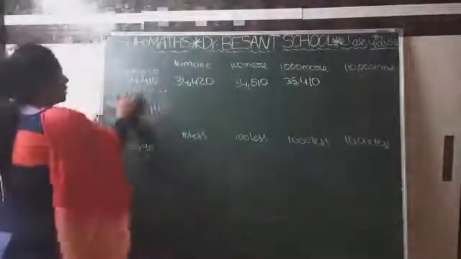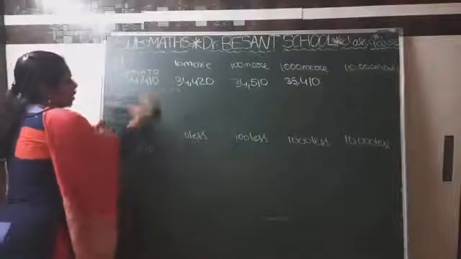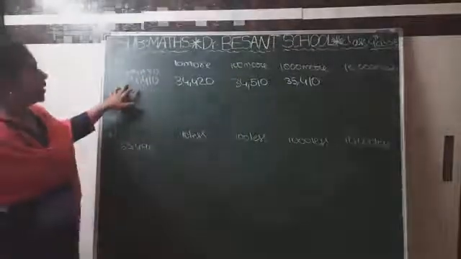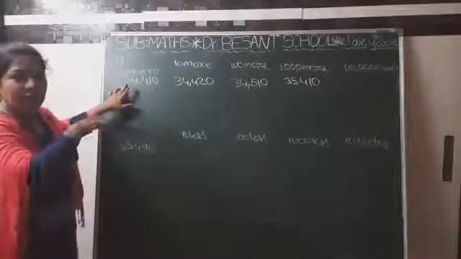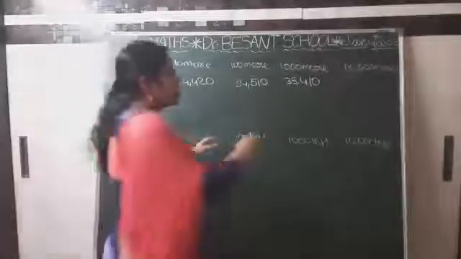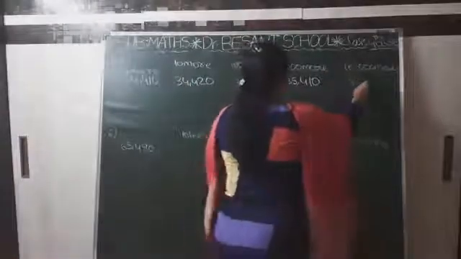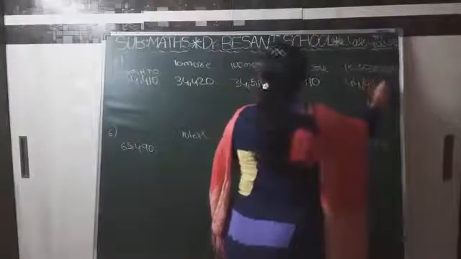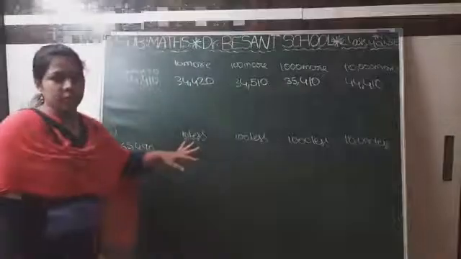Now 10,000. If we add 10,000, how many 10,000s are there here? Here 3 10,000s are there. If we add one more 10,000, what will happen? 4 10,000s will come. That's why 44,000. 44,410. That is the answer. Okay, like this you have to do for the remaining two problems.